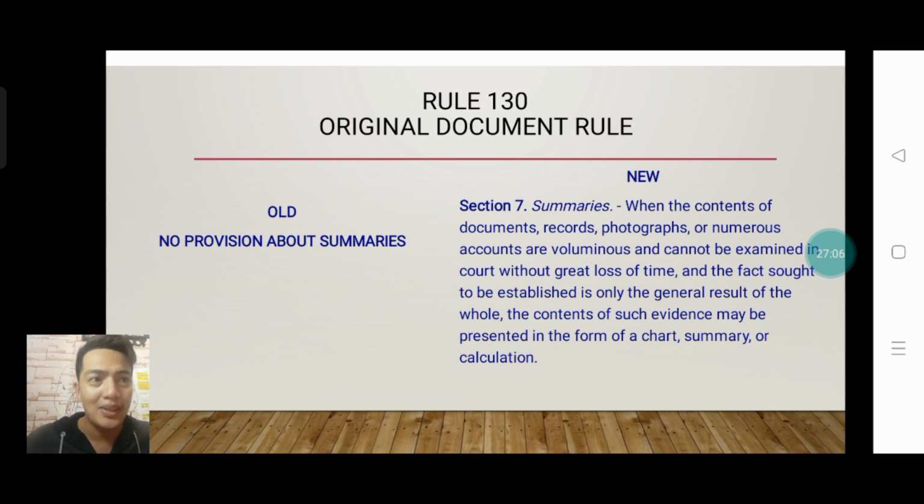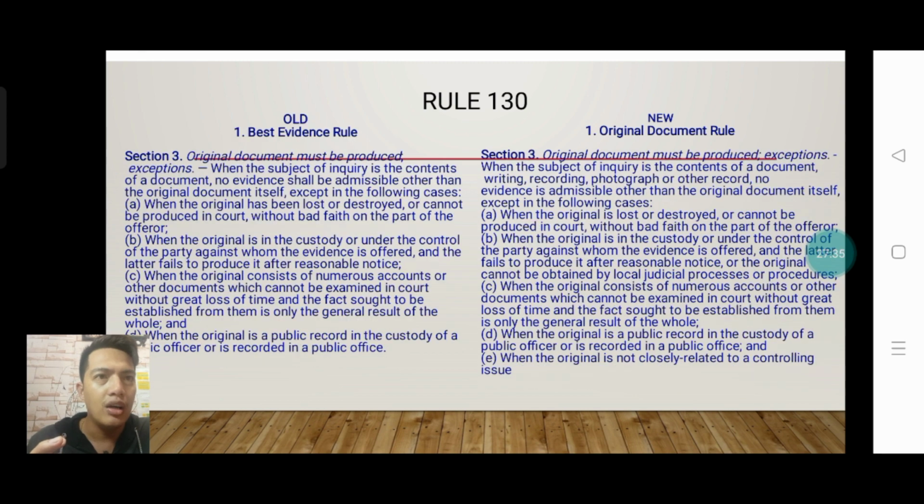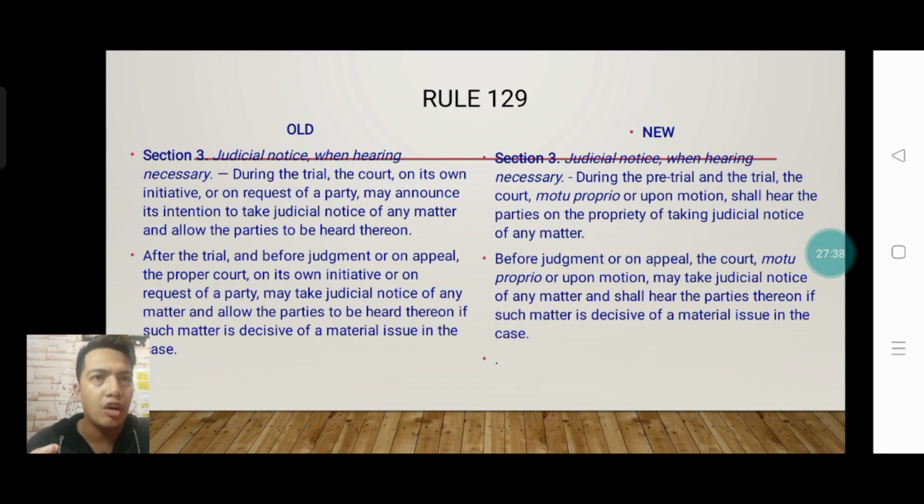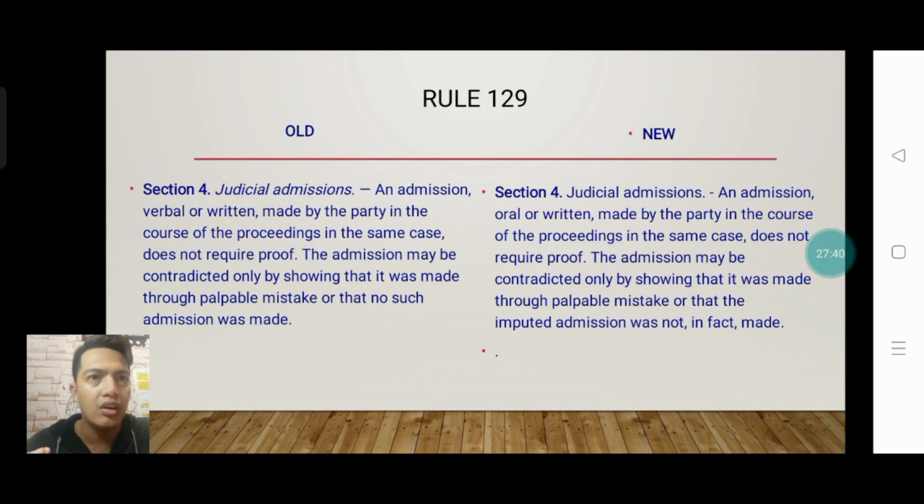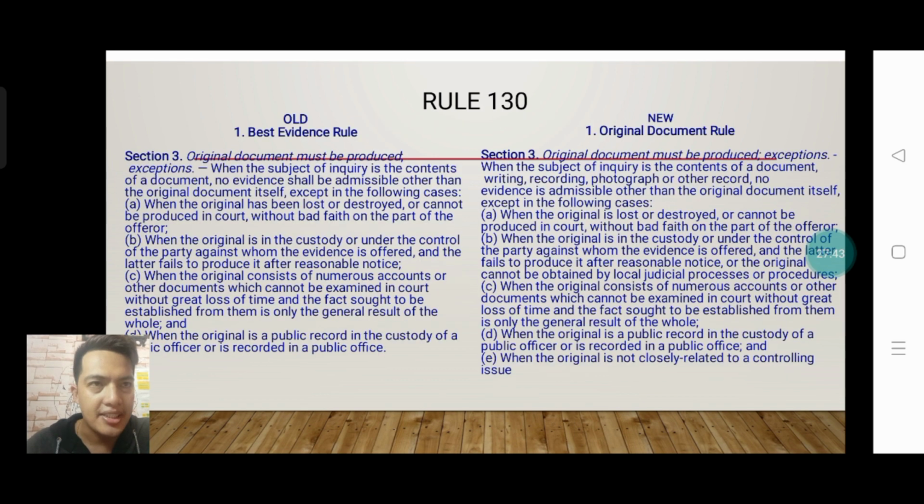So pwede na ang summary, pwede na ang chart or any calculation imong i-present dito sa court, provided that you conducted a thorough examination and scrutinized in every detail para dili na siya magwaw mali ang imuhang mga calculation or summary. Dili kinahanglan ang kinatibuk-an nga ang tanan, kung dili pwede lang ang kinatibuk-an nga imong i-present as evidence in court. So, I think that was the whole amendments under Rule 128, Rule 129, and 130 on the revised rules on evidence.